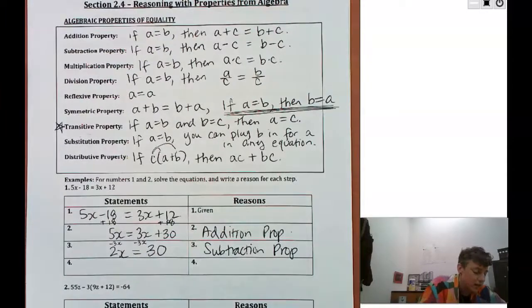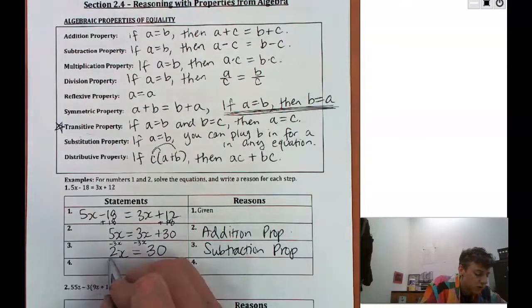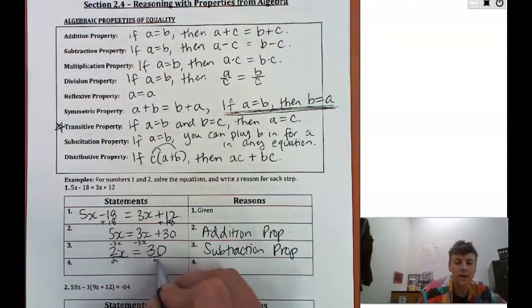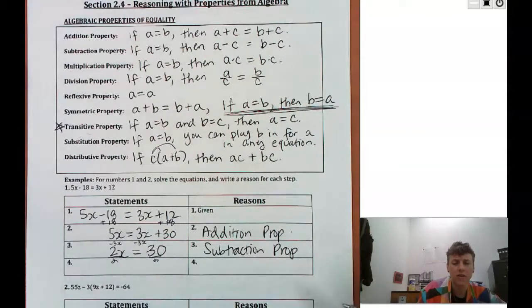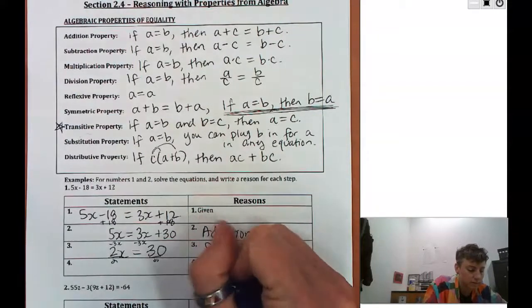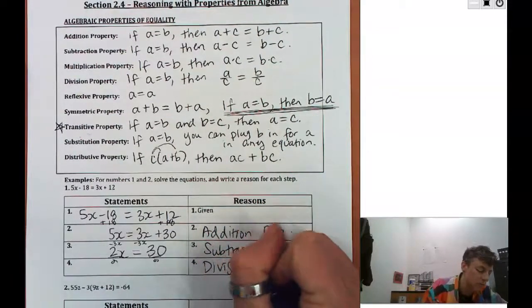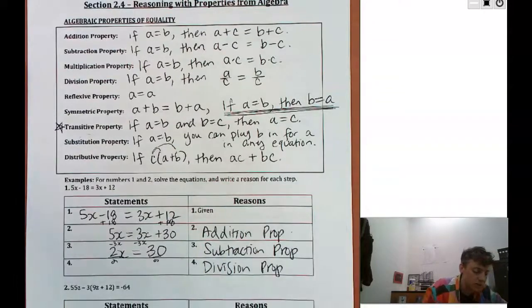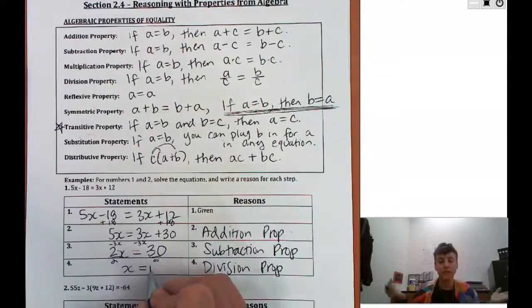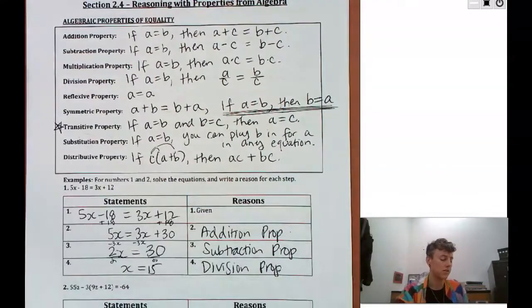And then we need to divide by 2. Which property says we're allowed to divide on each side of the equal sign? It's the division property. We divide by 2 on both sides. We're using the division property. We get x equals 15. That's our final answer. We had a reason for everything that we did.